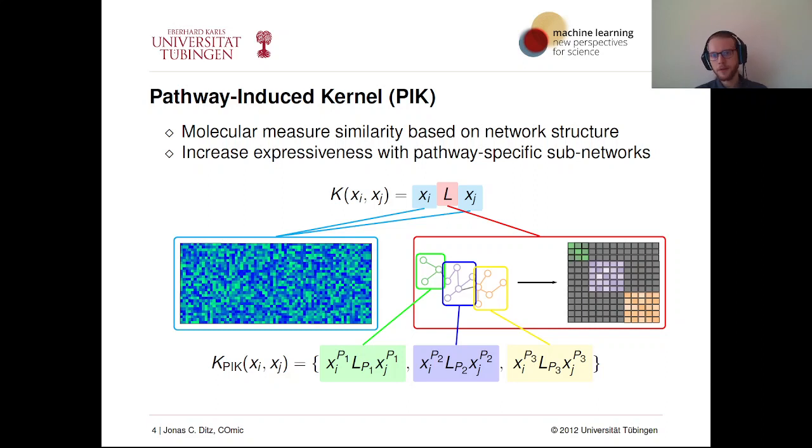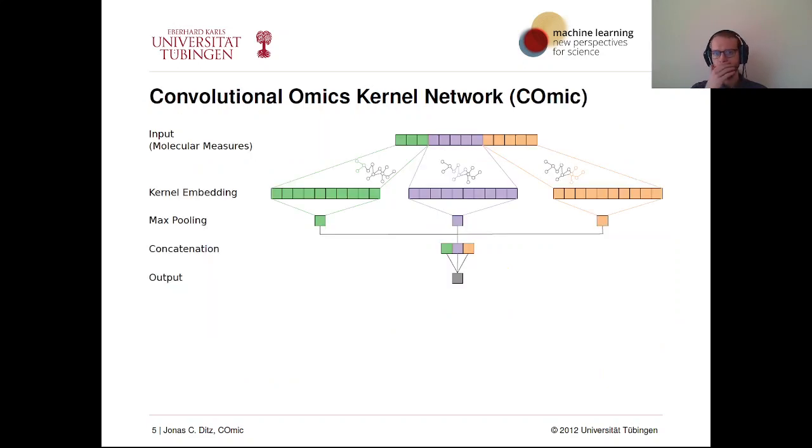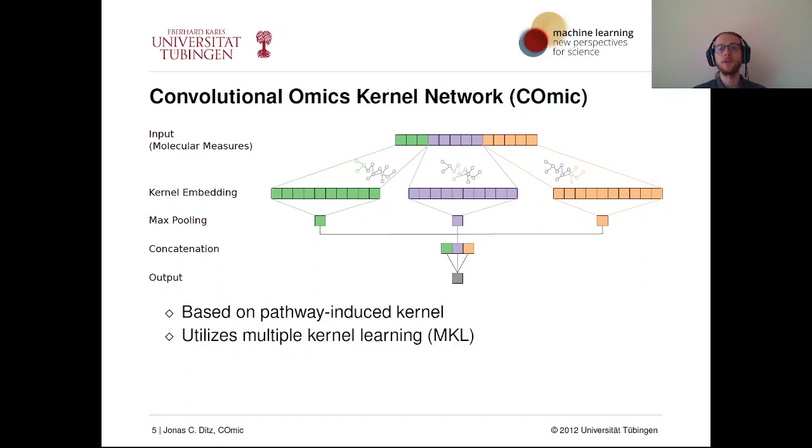With our paper, we are introducing two different architectures for a kernel network. The first one starts by utilizing the pathway-induced kernel. It takes the input, which is a molecular measure, and then projects parts of the input that correspond to certain pathways onto the finite dimensional subspace spanned by the anchor points of the corresponding pathway-induced kernel functions. We then utilize max pooling to create a single activation per kernel embedding. These kernel activations are then combined using a linear fully connected layer, similar to a multiple kernel learning approach.